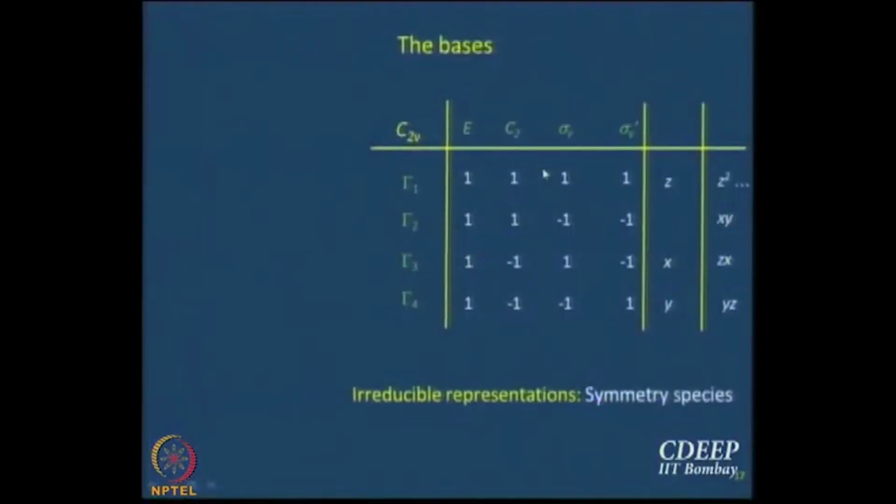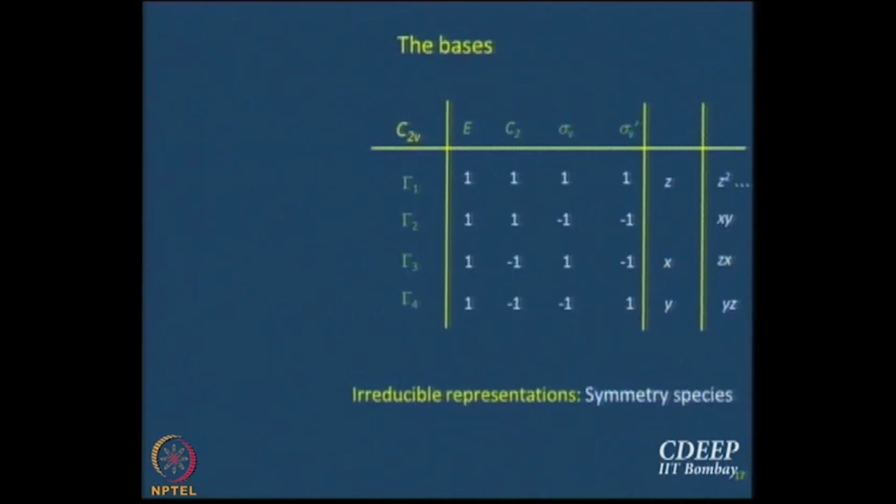Another name for irreducible representation is symmetry species, and I would like you to understand the meaning of the term symmetry species. See, you look at this character table, what is the information that you get? You get the information of how each of these bases behave with respect to each of the symmetry operations, right. So, take X, it is symmetric with respect to E, antisymmetric with respect to C2, symmetric with respect to sigma V, antisymmetric with respect to sigma V dashed.